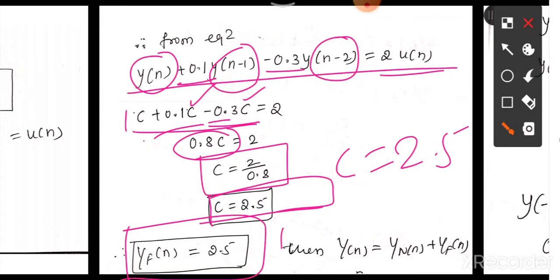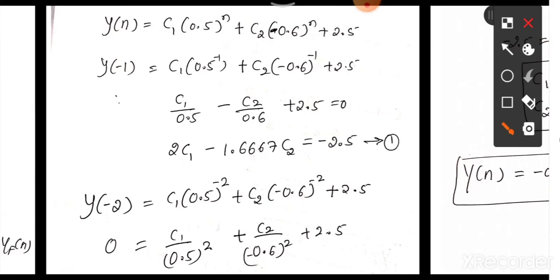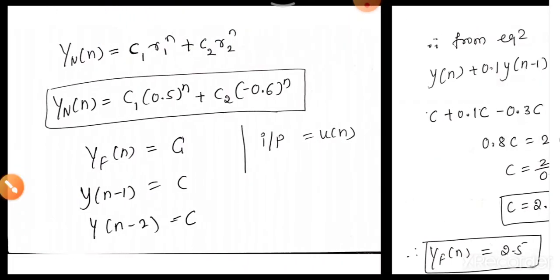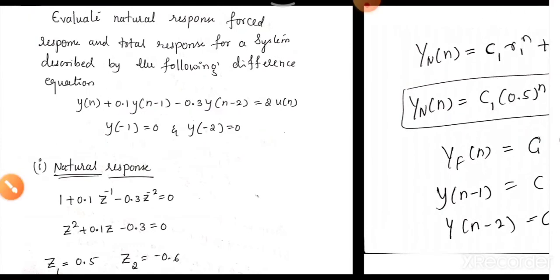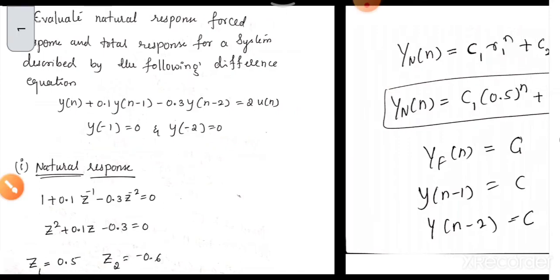Then what will be the total response of this? You can take the total response as yt also. Yt of n, the total response of that difference equation, will be equal to natural response plus forced response. So yt of n equals this, which is your natural response, and this is your forced response. After substituting this, we go for the initial conditions they have mentioned. These initial conditions are based on your total response, that is y of minus 1 equal to 0 and y of minus 2 equal to 0, right?